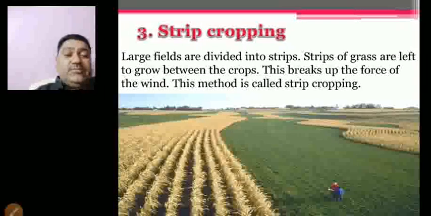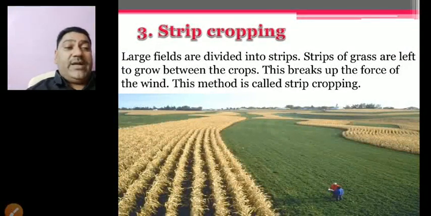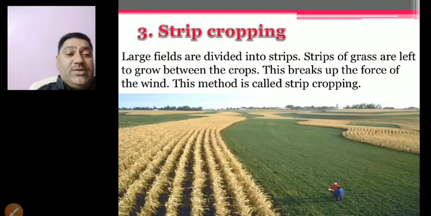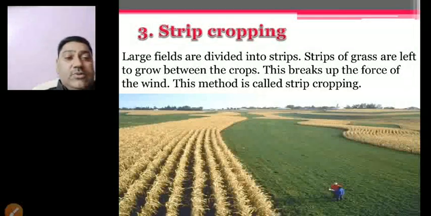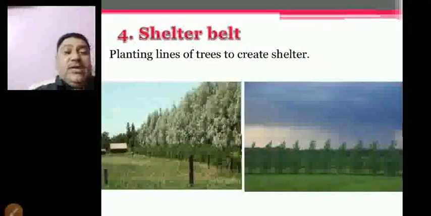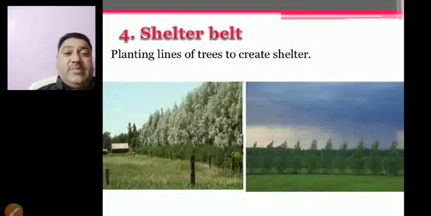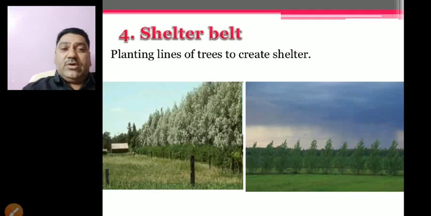Third is strip cropping. In large fields, we divide strips, and strips of grass are grown between two layers of crops. As you can see, in the middle there is a layer of grass, and on either side there is a layer of crop. Now this reduces the impact of wind. And lastly, we should plant shelter belts. Planting shelter belts reduces the flow of wind and thus it prevents the soil erosion. So these are 4 steps in preventing the soil erosion.